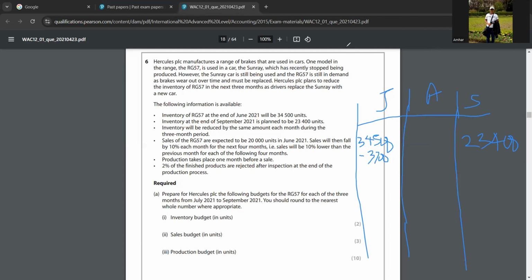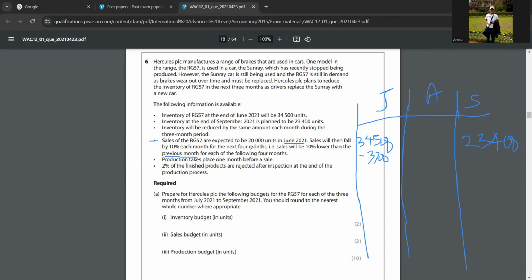Now, sales budget in units. So look at sales budget in units. They are saying, look at this point. Sales of the RG57 are expected to be 20,000 units in June 2021. Sales will then fall by 10% each month for the next 4 months. Okay, that is sales will be 10% lower than the previous month for each of the following 4 months.